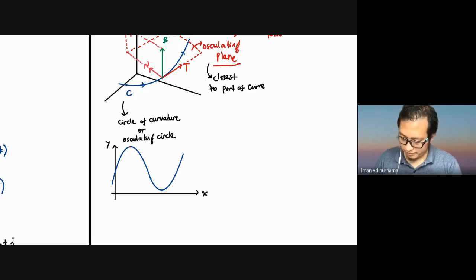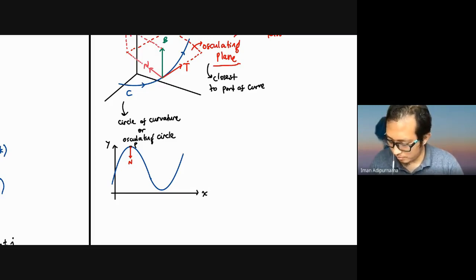So if we have P here, and the P will be moving, okay. And P is moving out, and it's having the normal. Here's the normal. If you see the point, you will see it's creating a circle. Let me make a circle here. Okay.